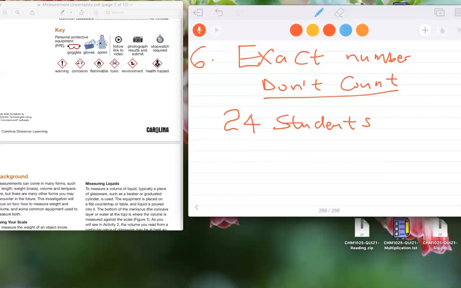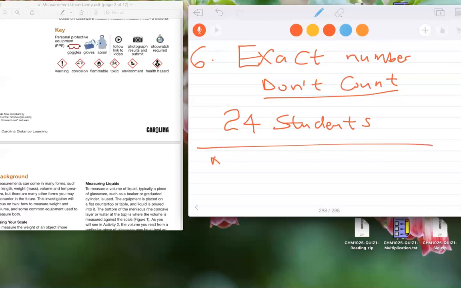We just say infinite. If someone asks you, just say that it is exact. 7 days: you have to count 1 day, 2 days. So you cannot say that 7 days has 1 significant figure, because it is an exact number obtained from counting. 4 quarters in a dollar: you have to count 4 quarters. You don't need any instrument to measure 4 quarters.